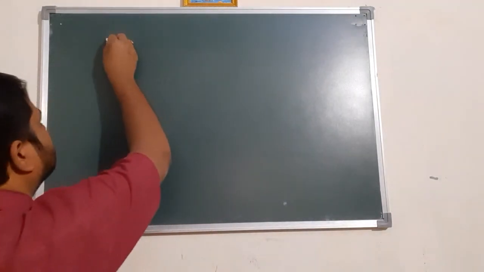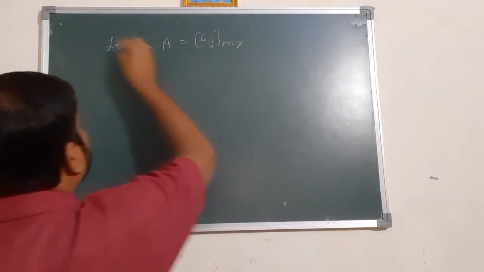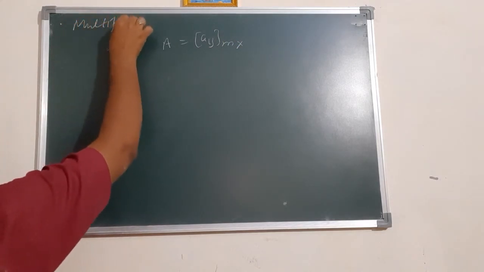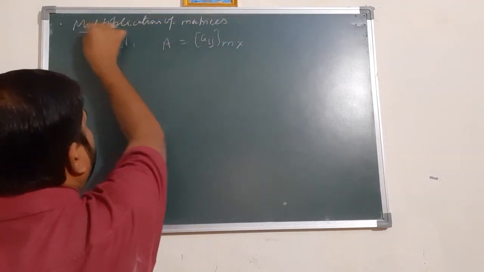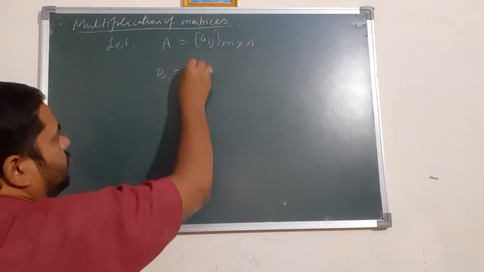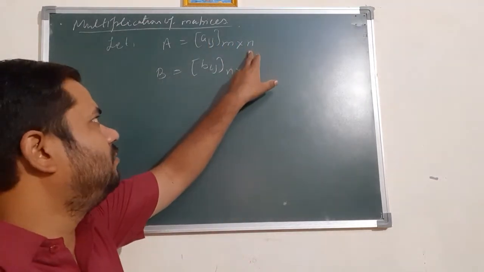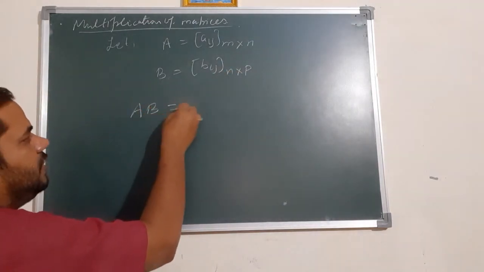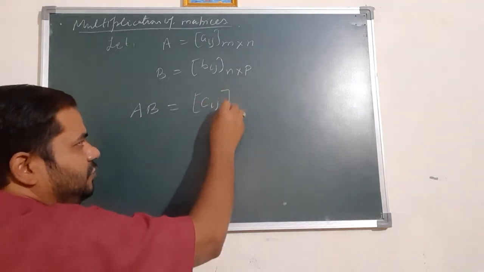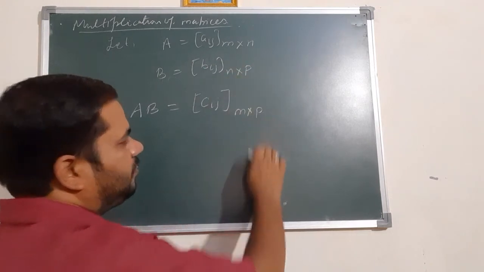Okay, now see multiplication of matrices. Let A be Aij of order m cross n and B be Bij of order n cross P. This is needed for multiplication: the number of columns in the first matrix must be equal to the number of rows in the second. Then AB is equal to Cij, a new matrix, and the order of this matrix is m cross P.